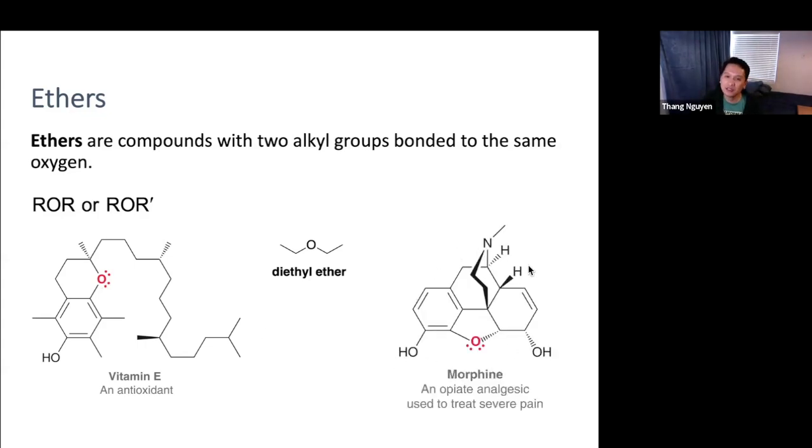Morphine. Ooh, look at this structure here. Fancy. Morphine is an opiate used for relieving severe pain, or it could also be misused and abused. It also has an oxygen combined with two carbons on the sides, so that's an ether moiety, an ether functional group.